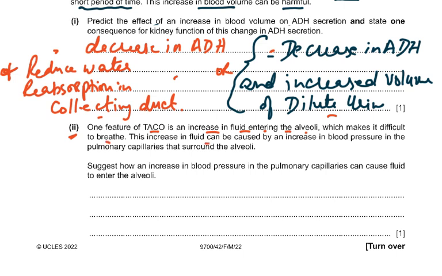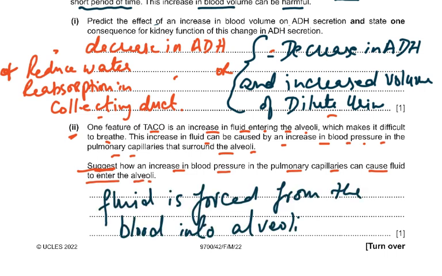This increase in fluid can be caused by an increase in blood pressure in the pulmonary capillaries that surround the alveoli. I always say suggest is the most difficult part. Suggest how an increase in blood pressure in the pulmonary capillaries can cause fluid to enter the alveoli. What you have to remember is you have to understand where the fluid would come from.